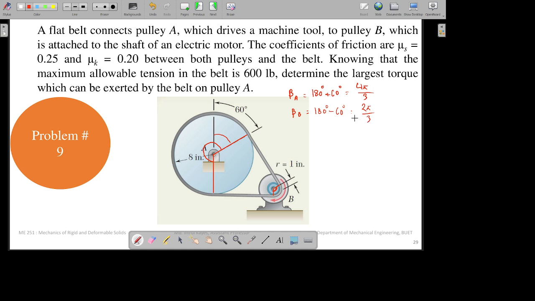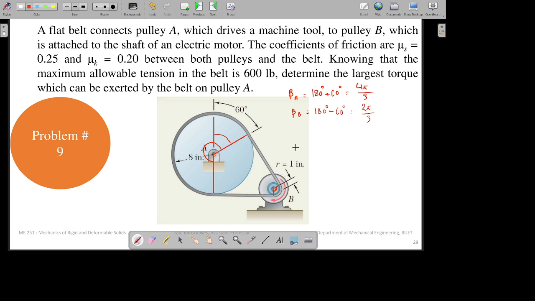So slipping will occur at pulley B first. Why at pulley B first? The value of mu s remains the same for both pulleys A and B, so slipping will depend only on the value of beta. Where beta is smaller, slipping will occur first in that pulley. Beta is smaller for pulley B, so slipping will occur in pulley B.